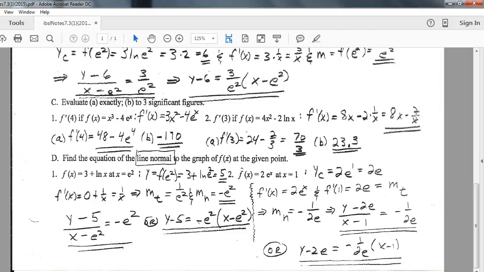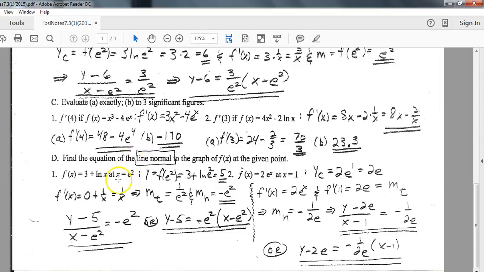If you plug a 3 in there, obviously you're going to get 24 on the first term, negative 2 over 3 on the second term. So this is what you're going to get as your exact answer if you take that as far as it could go. But if you plug that into your calculator and round it off to 3 sig figs, you're going to get that look here.